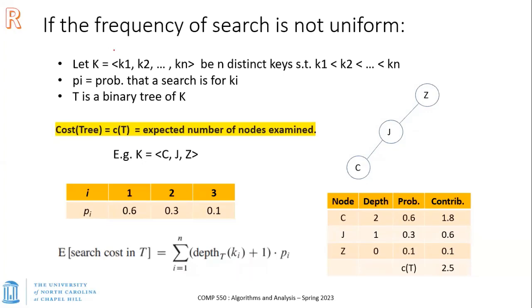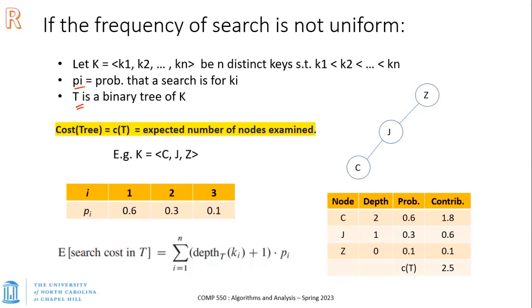We said that K is the set of keys, K1 through Kn. These are distinct, and P sub i is the probability of search for a particular key. And we said that T could be any particular binary tree, and you could have an exponentially large number of binary trees corresponding to n keys, as you saw in the last lecture.